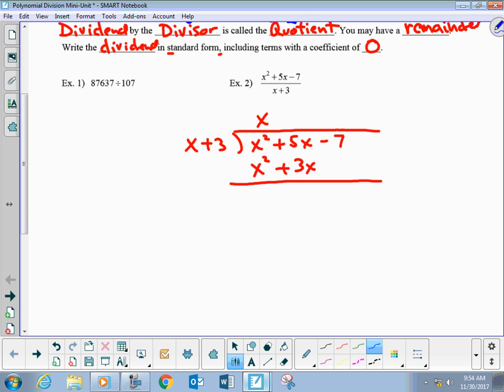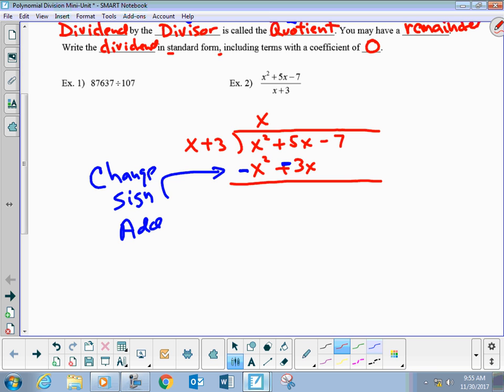Okay? But I add better than I subtract. So what I encourage you to do is to change the signs and then add at this level. I'm going to change those signs and I'm going to add. So instead of this being positive x squared, it's now minus x squared. Instead of being plus 3x, it is minus 3x.